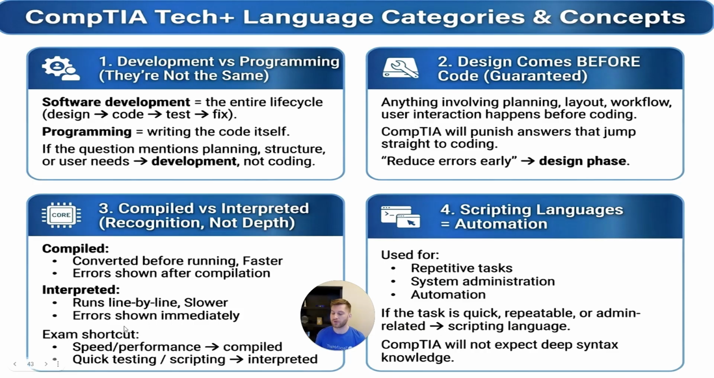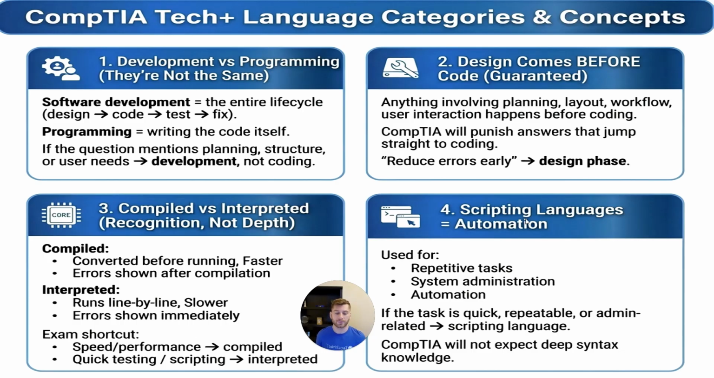Here's an exam shortcut for this area. Speed and performance is usually compiled. So if you're looking for code that performs very quickly, or you're looking for a way to run code very quickly, you're going to look for compiled. Speed and performance is compiled. Quick testing or scripting or quick error detection, that's going to be interpreted.